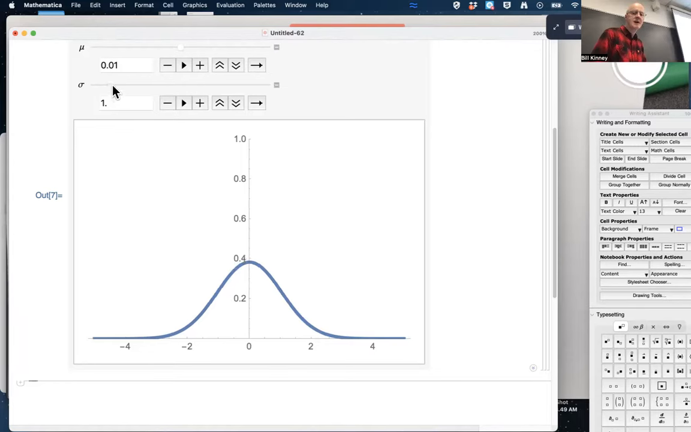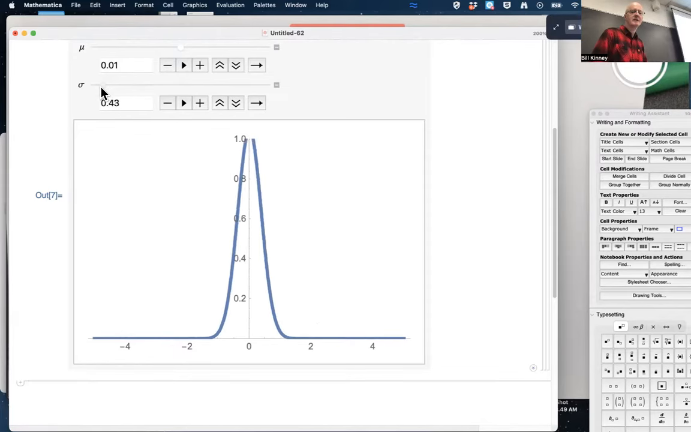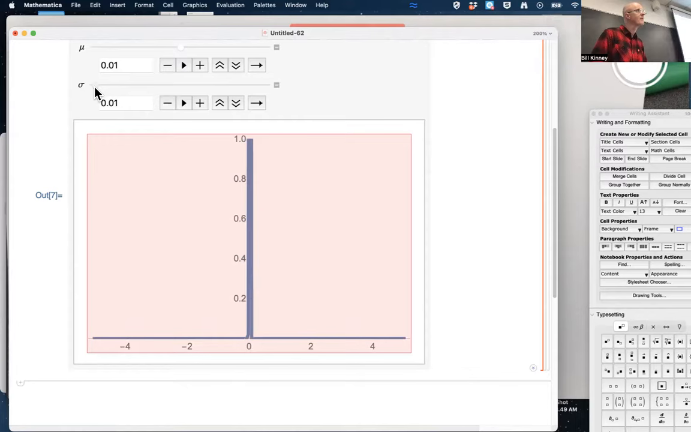If I increase sigma, the graph widens. The inflection points move away from 0. The standard deviation is bigger. And if I decrease sigma, make it pretty small, then the graph gets tall and skinny. The inflection points are moving towards 0.